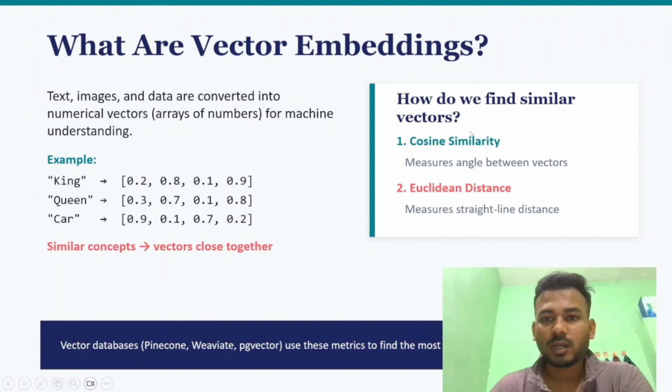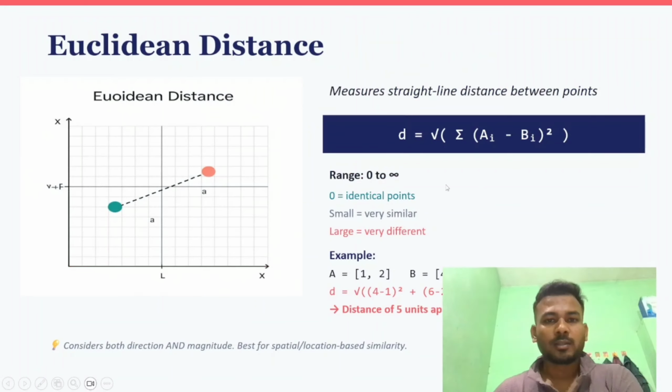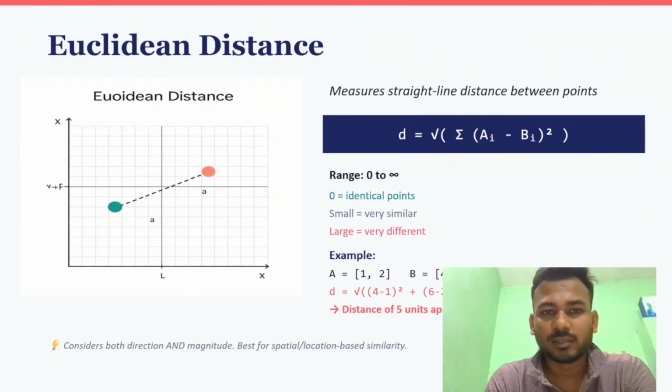How do we find similar vectors? There are two popular methods: cosine similarity and Euclidean distance. In this video we'll understand the concepts of Euclidean distance and cosine similarity. So first, let's understand what Euclidean distance is.